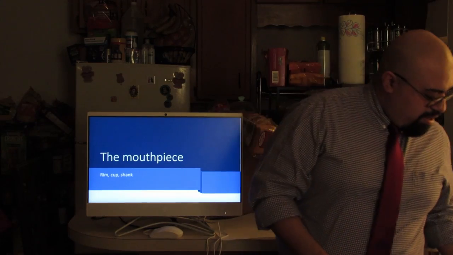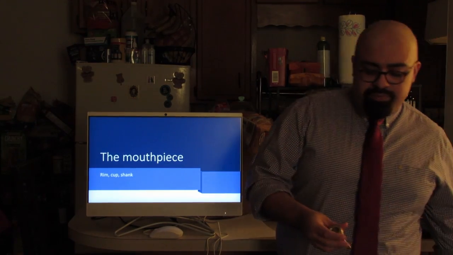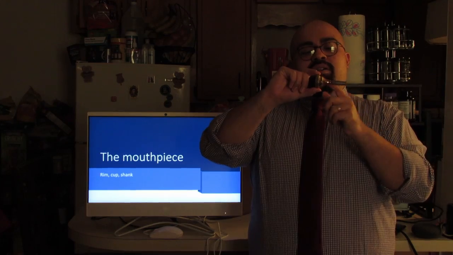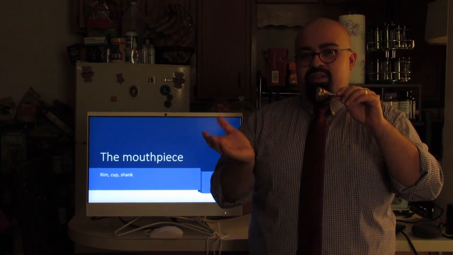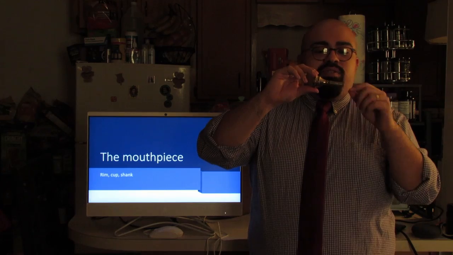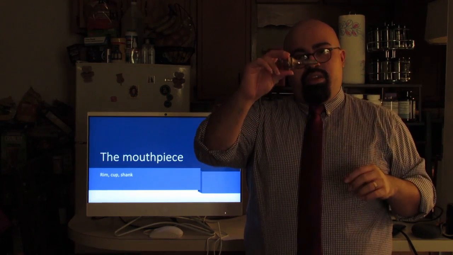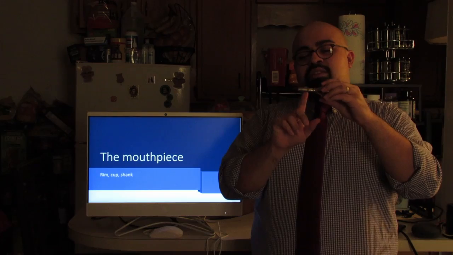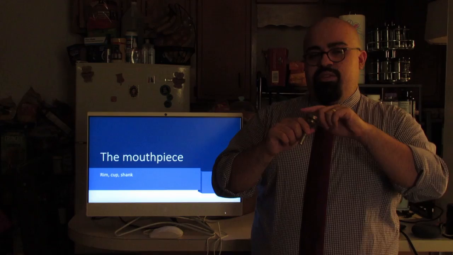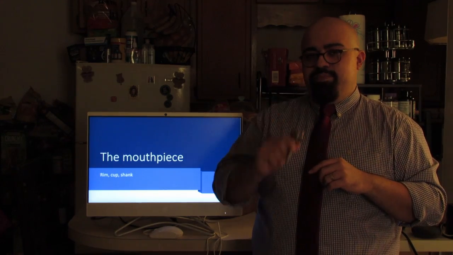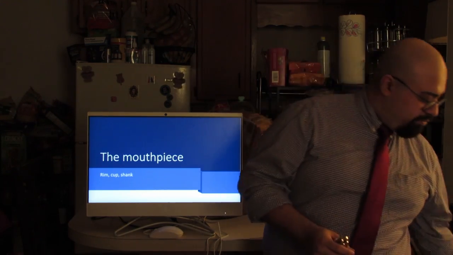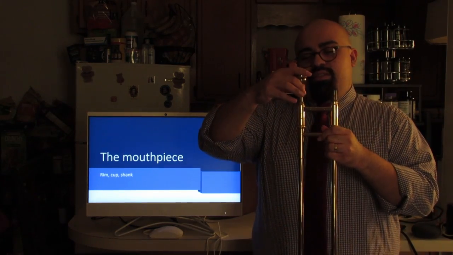So now we're going to go over the mouthpiece. There are 3 parts of the mouthpiece. This wider end is called the rim, and this middle part is called the cup, though some people will call it a bowl, and some mouthpieces will have a little bit of a wedge like mine does. And then the other side, this tube-looking part, is called the shank. So you put the rim on your lips to play, and you put the shank into the instrument so that you can play it.